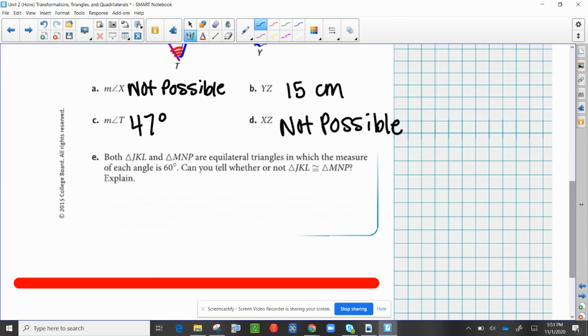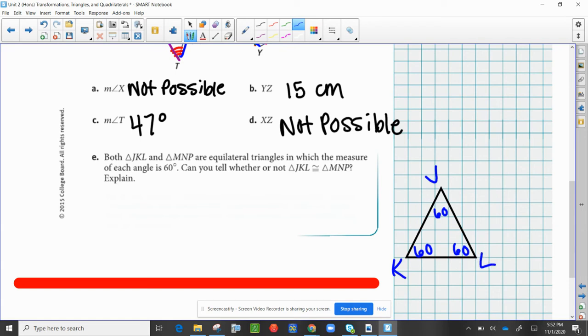Okay, so a follow-up question to this. If we have two triangles, JKL and MNP, and they are equilateral triangles, I'm doing my best here to draw an equilateral triangle. So remember, equilateral triangle means all the sides are the same and all the angles are the same. So they're saying the angles are each 60 degrees. So let me draw that out. So here's an equilateral triangle where everything is 60 degrees. Can we say that those two triangles are congruent? So this is JKL.